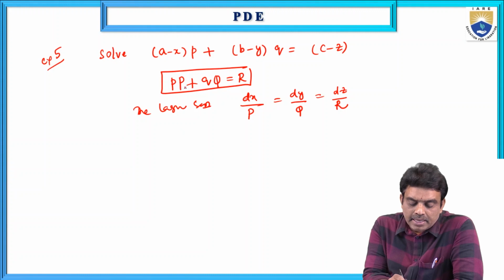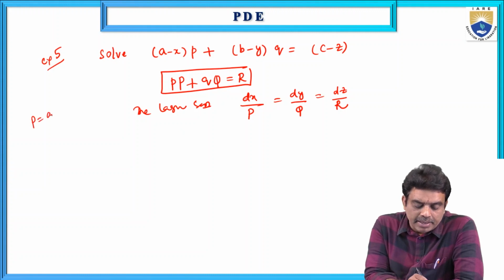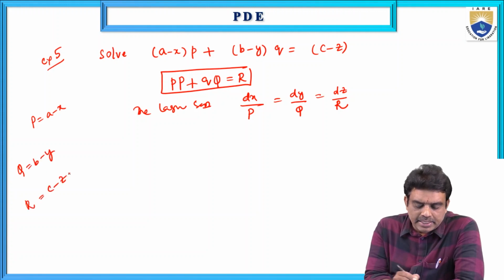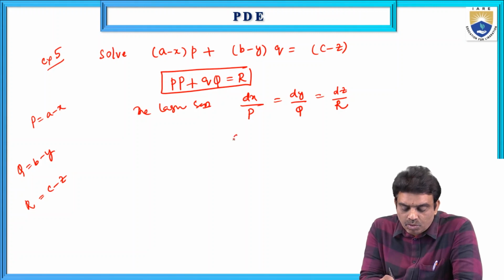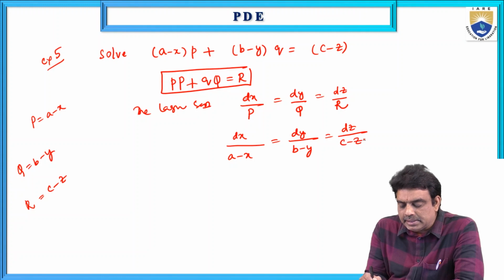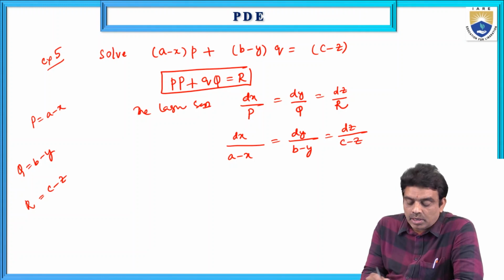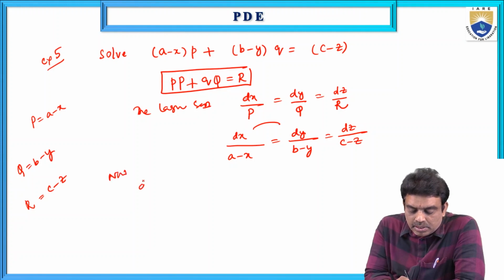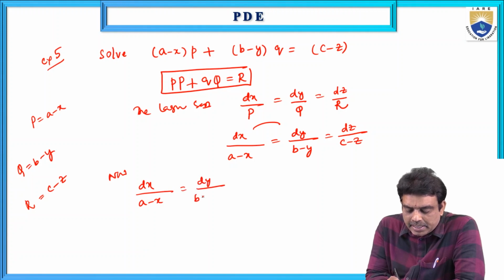So what is P here? Here capital P is a minus x, capital Q is b minus y, and capital R is c minus z. So how can I write: dx by a minus x is equal to dy by b minus y is equal to dz by c minus z. So, now equating the first two, what will we get? dx by a minus x is equal to dy by b minus y.